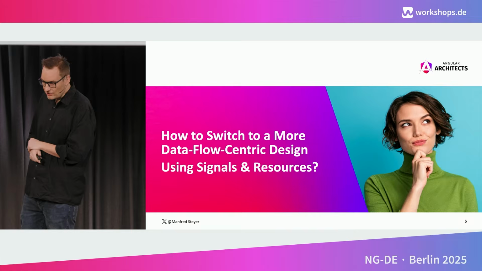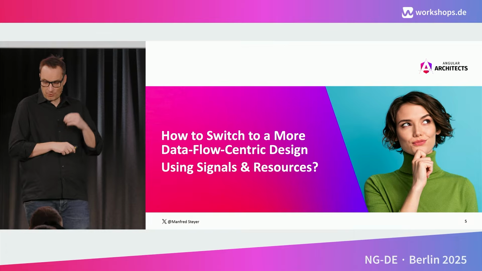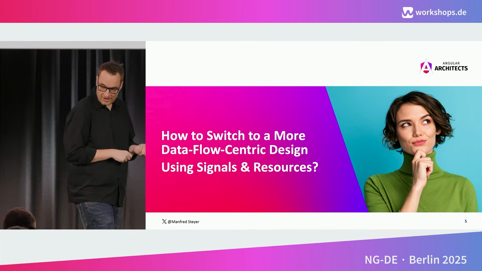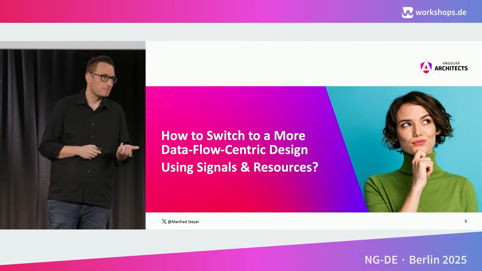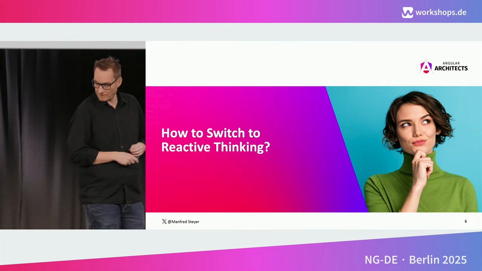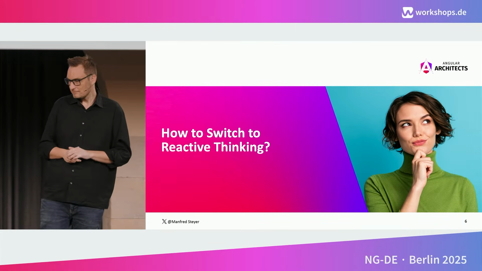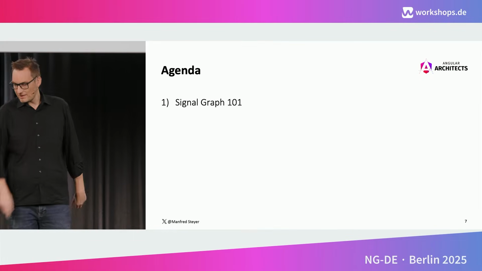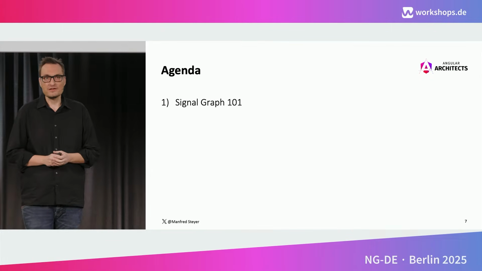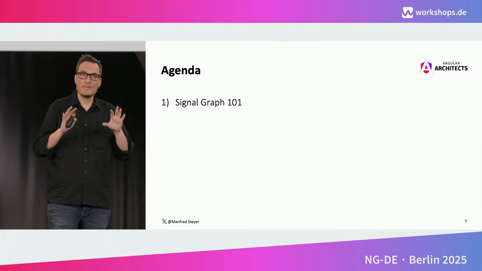So the basic question I want to answer today is this here: how to switch over to a more data flow centric design using signals and a brand new resource API? Or to put it in a shorter way, how to switch over to reactive thinking. To answer this question, I have prepared three things. We will get started with the so-called signal graph, which is the technical representation of our marble run.